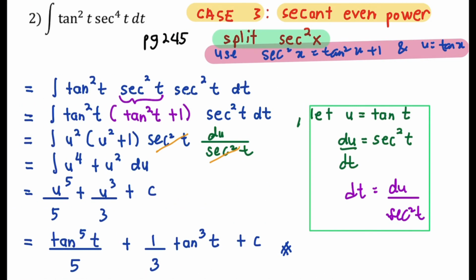So don't forget to screen this as case number 3 because the secant here is even power. And then follow the steps: split as secant squared. Make sure you have secant squared left out. And then exchange secant squared as tangent squared plus 1. And then let u be equal to tangent x. The rest will follow and you can continue to solve.